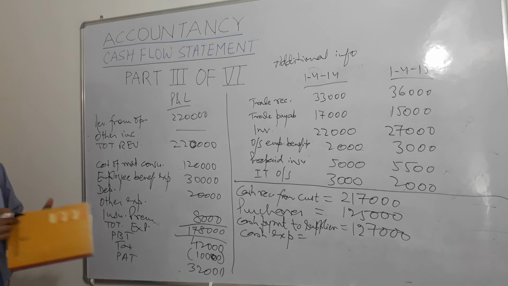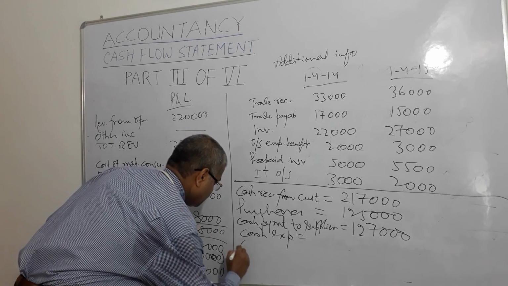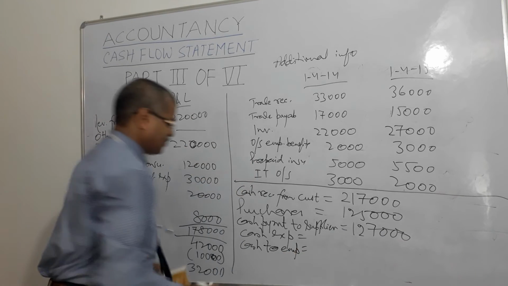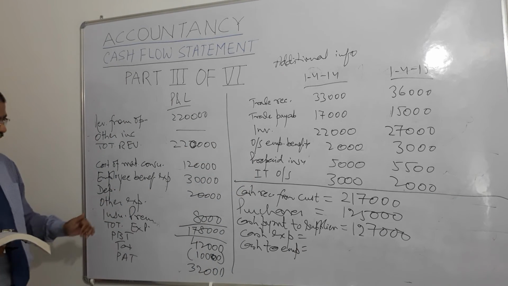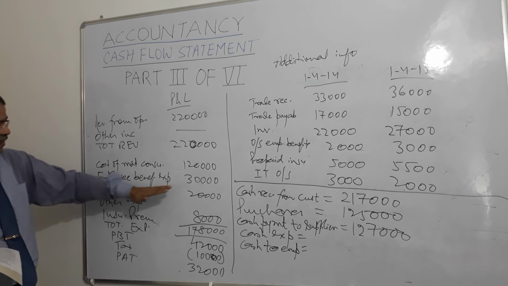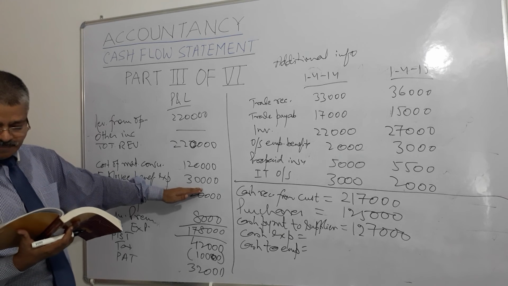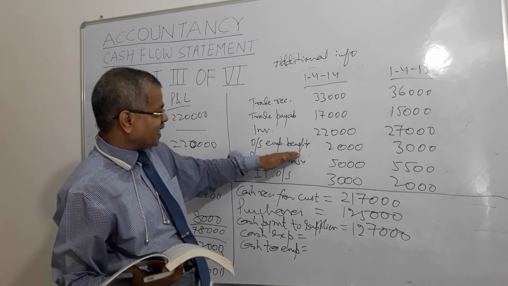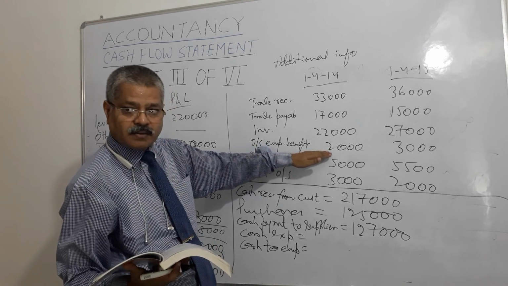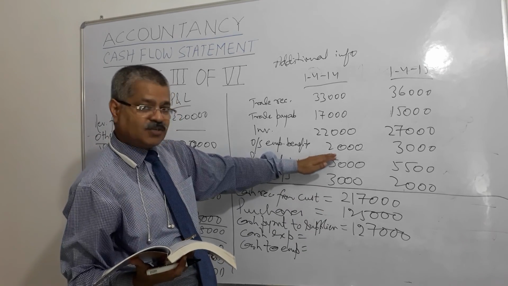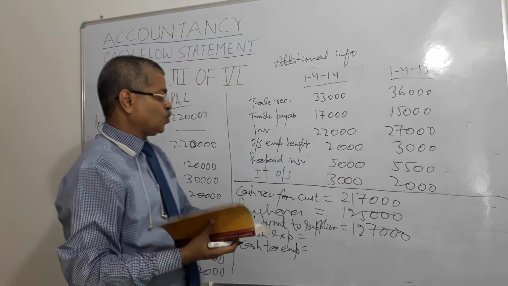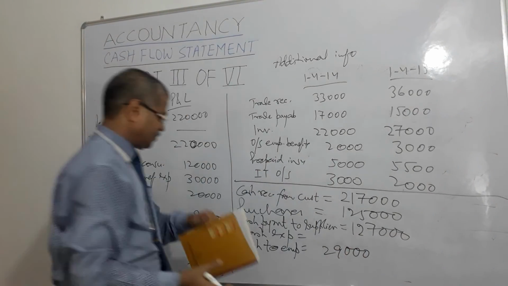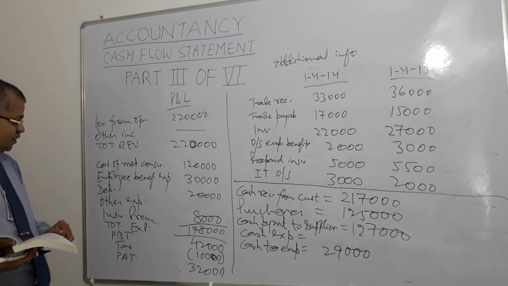Then we go to cash paid to employees. Cash to employees is, here it is 30,000, plus outstanding benefit opening: 30,000 plus 2,000, 32,000, minus closing 3,000. So it becomes 29,000. Cash to employees 29,000.